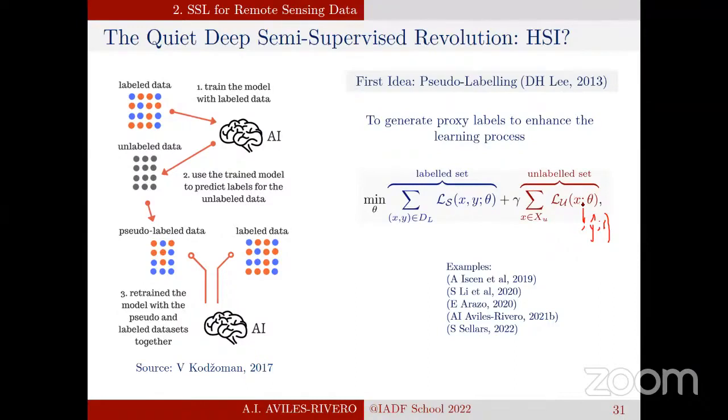So what is the difference here in pseudo labeling? What you want to do is generate some proxy labels. You have your tiny labeled set, so you want to train the model initially with this tiny labeled set.